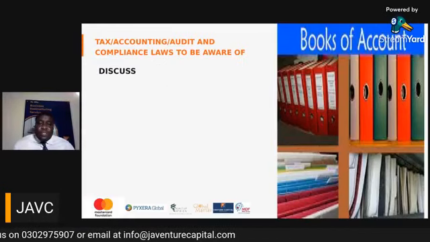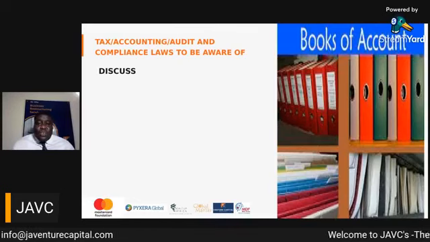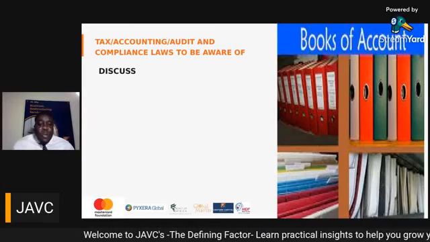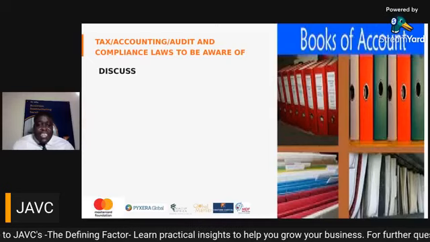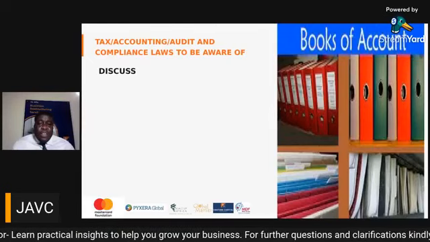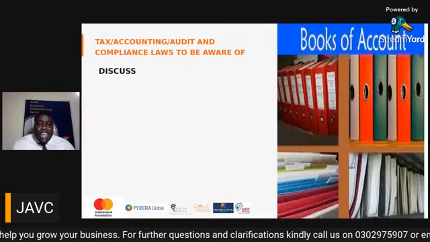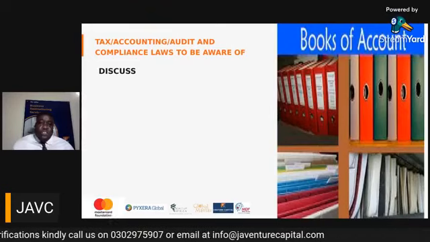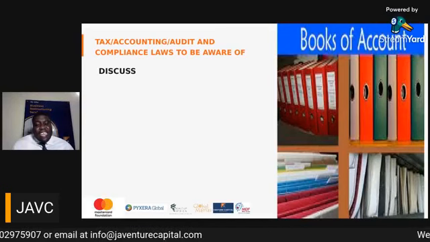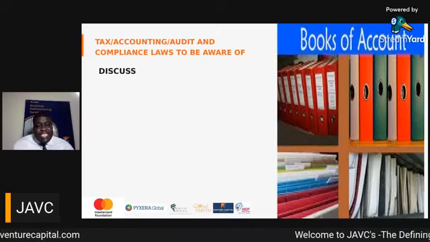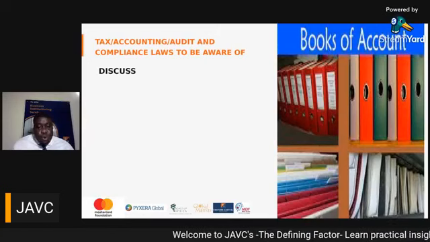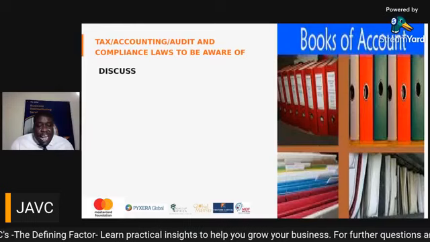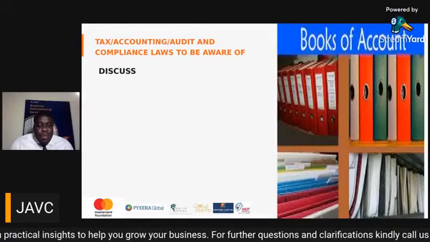So we look at our tax, accounting, audit, and compliance laws to be aware of. The first thing you need to be aware of for every company is what? The Companies Act 2019, Act 992. That is a law every company needs to be aware of. And that is the heart of every business. So the Companies Act is the mother law that you need to be aware of. Then you also need to be aware of the Income Tax Act 2015, Act 896. That is also a very key law you need to be aware of. Then you also need to be aware of the Revenue Administration Act 2016, Act 915.